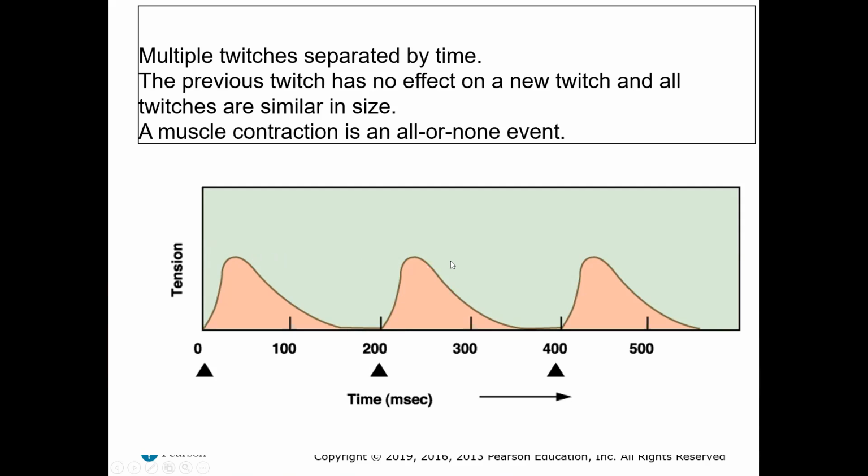It's an all or nothing event. We stimulate the cell, it contracts, and it relaxes. We stimulate it again, it relaxes. We stimulate it one more time, and it relaxes. And there is no difference in the size of the twitch. The size of the response is exactly the same.